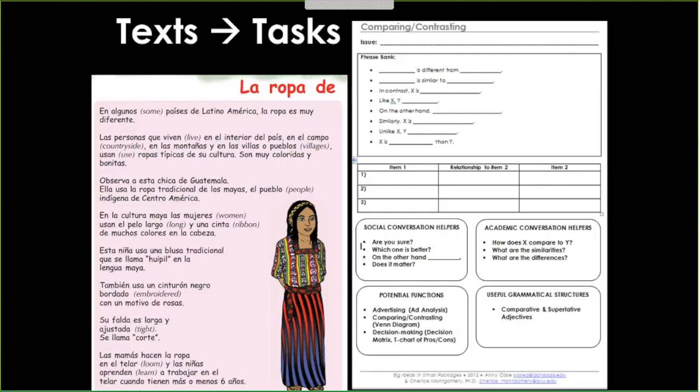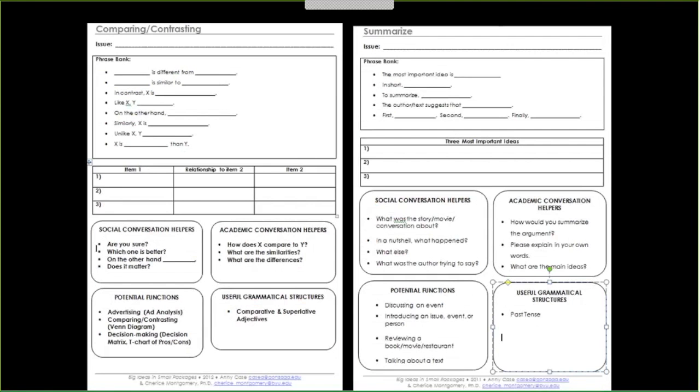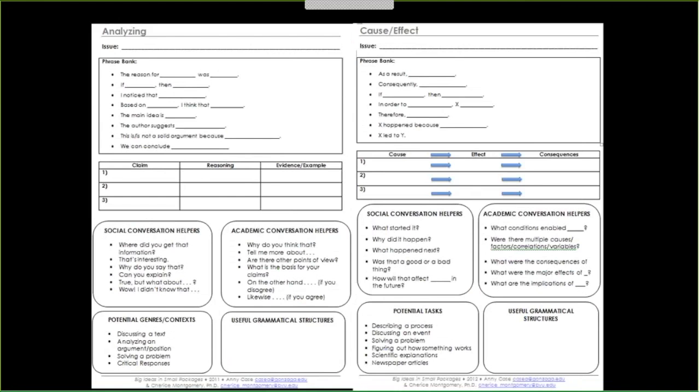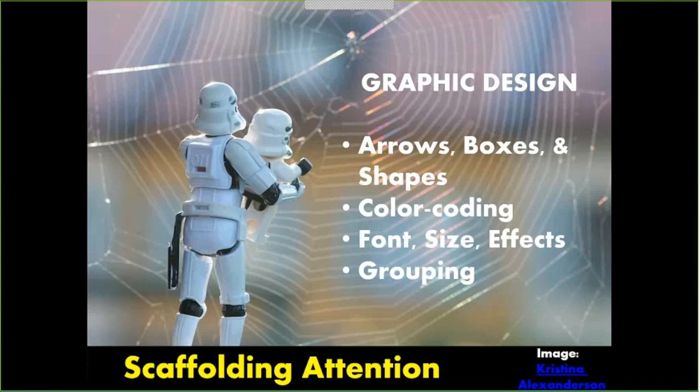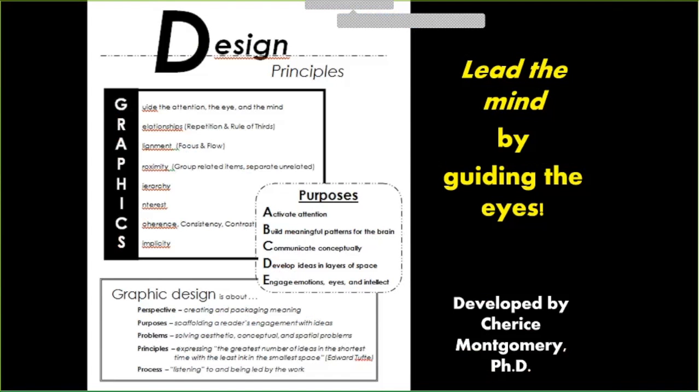And you've already seen kind of templates for what that might look like, comparing and contrasting, summarizing. So you can think about the different kinds of things you want students to do with language and put your own conversation helpers and phrase banks together for that. Analysis, cause and effect. We also want to scaffold students' thinking as they are participating in these processes. Graphic design and how things are organized can draw their attention to particular features of the text. We can guide their eyes with those particular things.